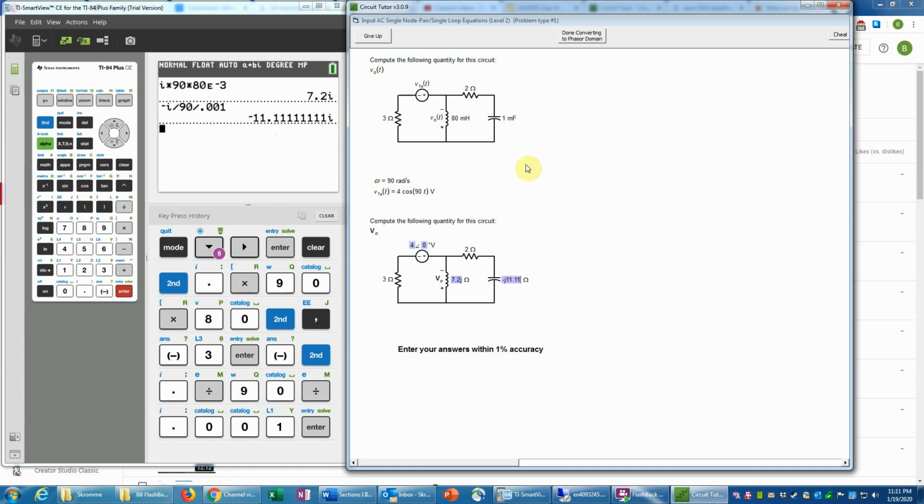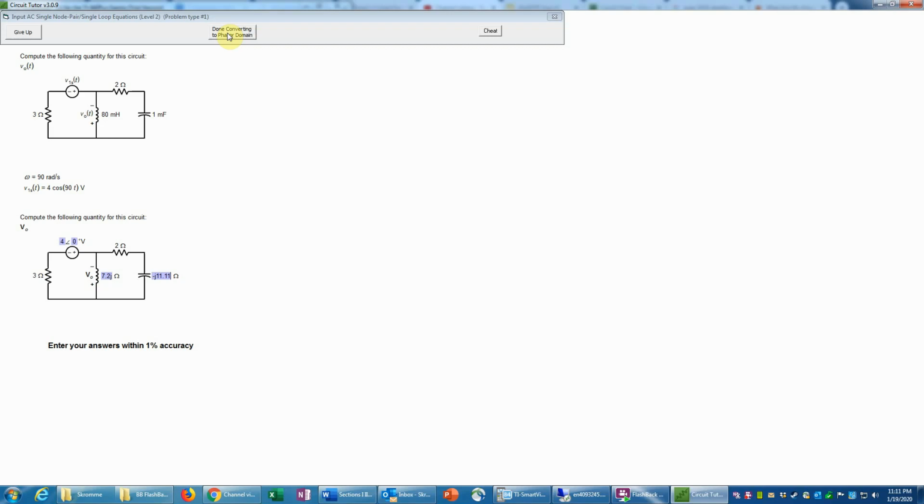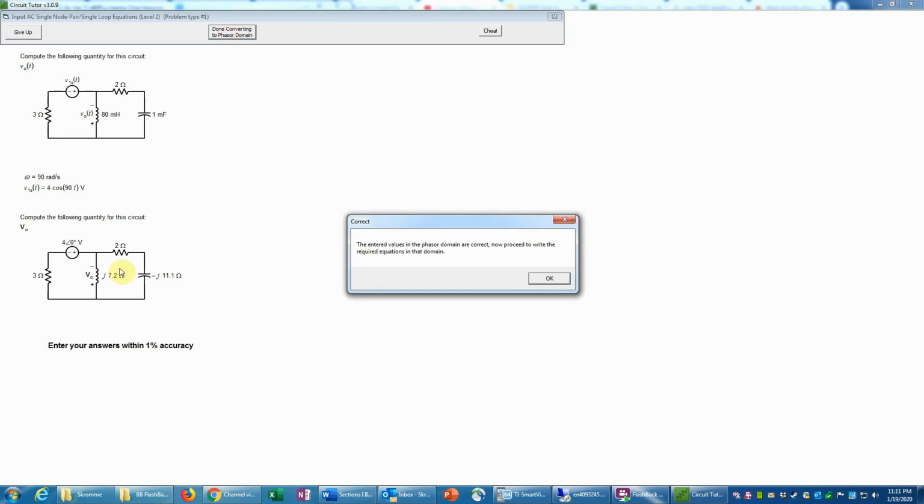And now we should be done converting to the phasor domain. So I'll click this button here. I'll enlarge this first. And it tells us that that's correct.